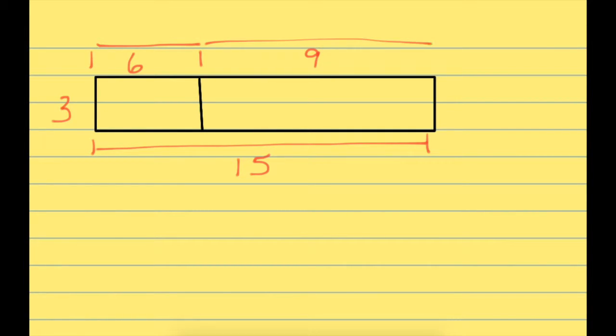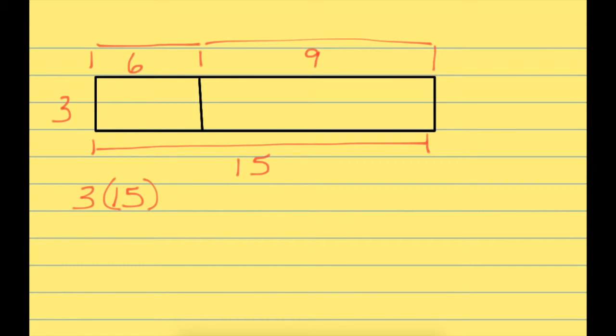This rectangle has a height of 3 units, an overall width of 15 units, broken into two pieces of 6 and 9. If we wanted to calculate the area of this rectangle, we could do it in two ways. We could take the length of the base and multiply by the height.